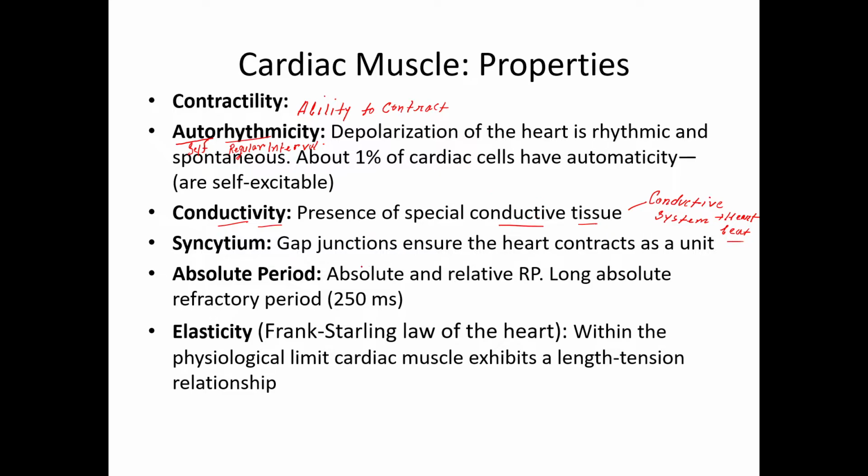Then cardiac muscle acts as a syncytium. What is that? Syncytium means unit. So all heart muscle fibers in a chamber work together, and that gives the heart muscle the ability to contract quickly and strongly. Then how the heart muscle fibers work together as a syncytium or as a unit.